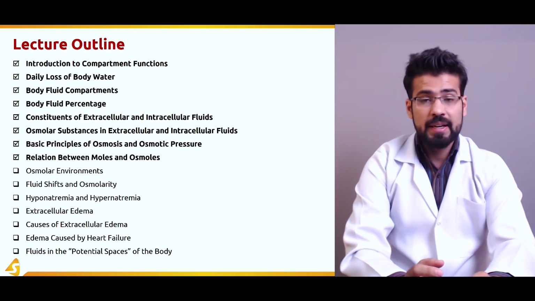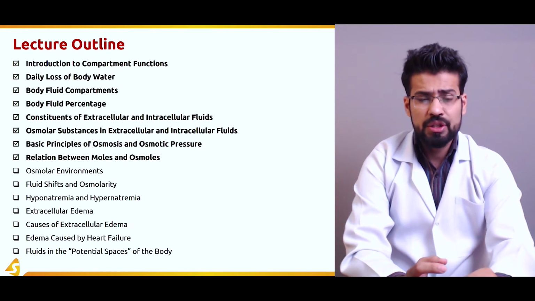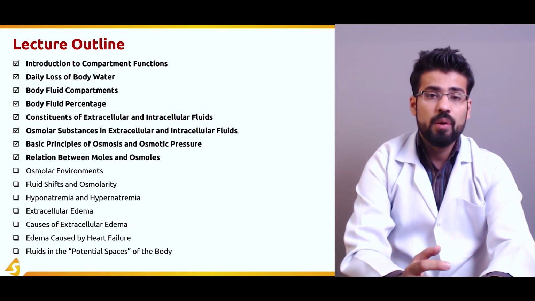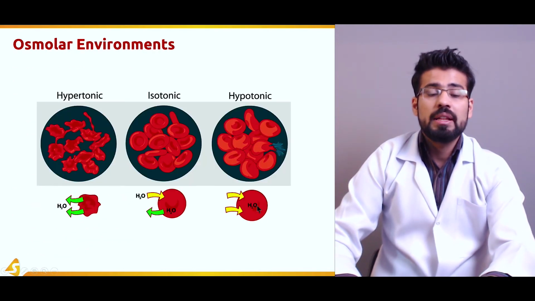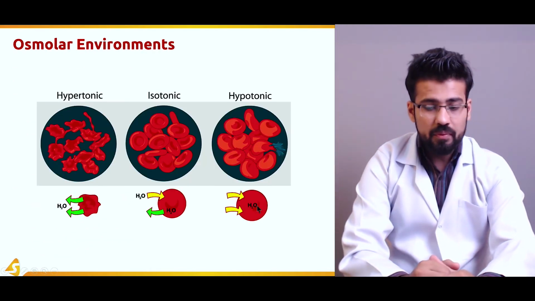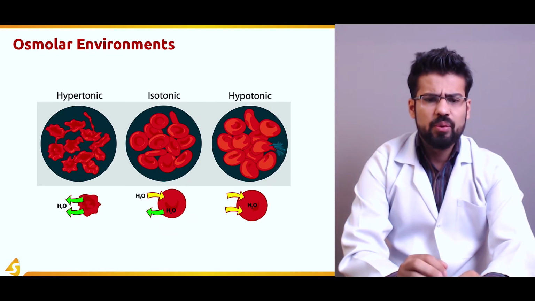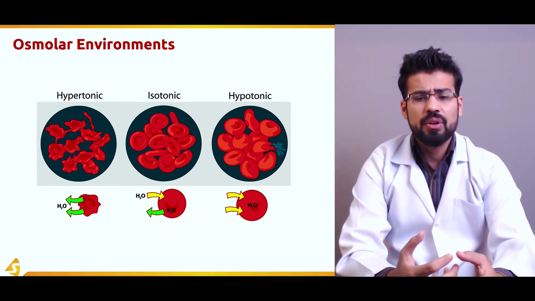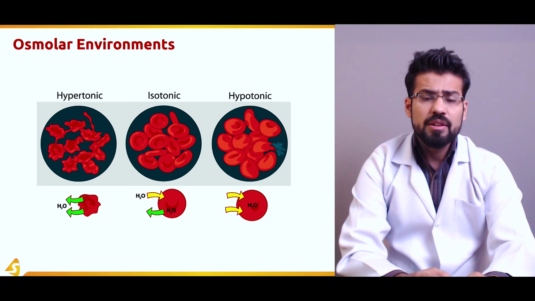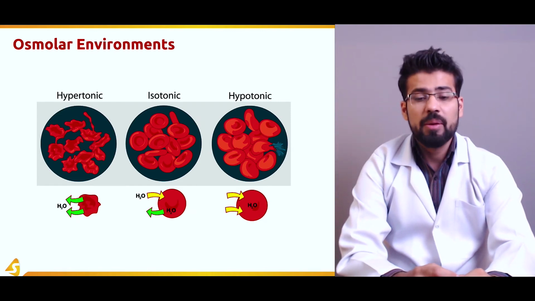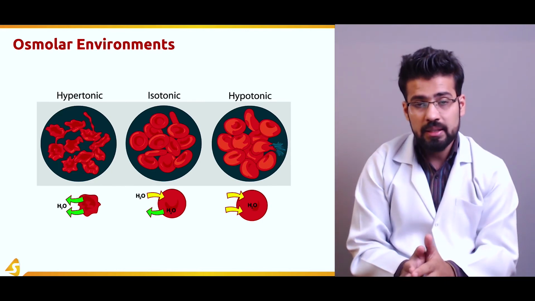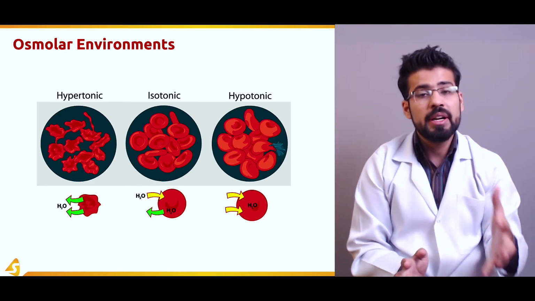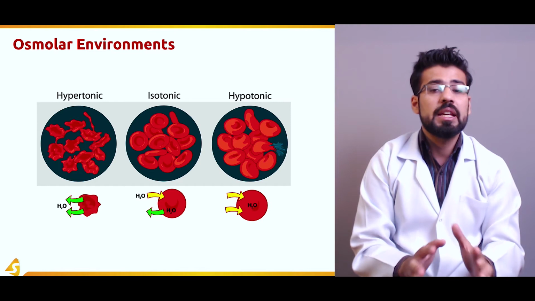So we discussed in the very last slide the relationship between moles and osmoles, and now we are moving onwards with the difference of the osmotic environments. There are three kinds of osmotic environments: hypertonic, isotonic, or hypotonic. An isotonic environment is one where the solute and the water potential inside the cell, inside the compartment, and outside the compartment is equal.